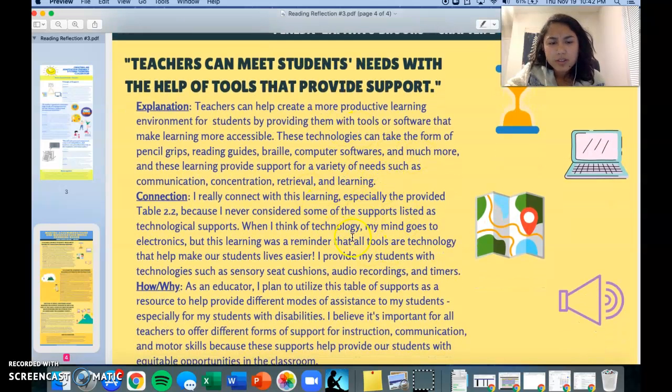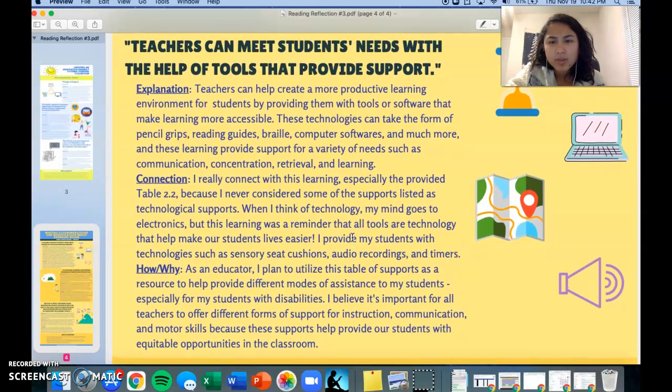I really enjoyed this learning because it reminded me that technology tools are not just computers. Tools are timers, tools are guidance maps, tools are audio recordings. Especially in this day and age, there are many tools that we can provide students that can help them learn in a more understandable way to them. And we really owe it to students to be knowledgeable of these tools, so that when we see a need, we can fill a need and we know what we can do.